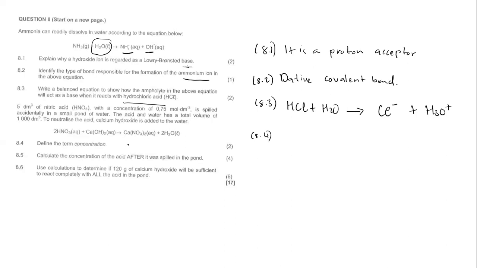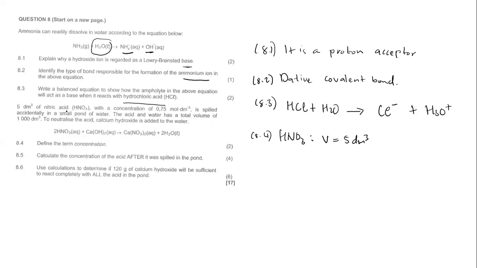Now 8.4. The statement before 8.4 says 5 cubic decimeters of nitric acid. To make things much easier, let us write the information provided. We have the volume of nitric acid. Nitric acid is HNO3. What is given about the nitric acid? The volume is in cubic decimeters, so we are happy. It's 5 cubic decimeters. This is the volume of nitric acid.